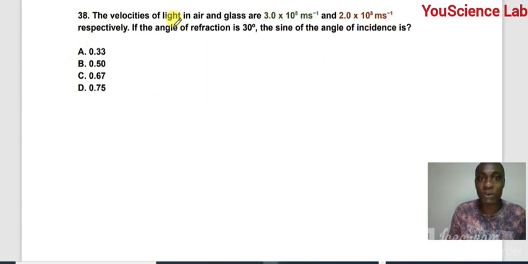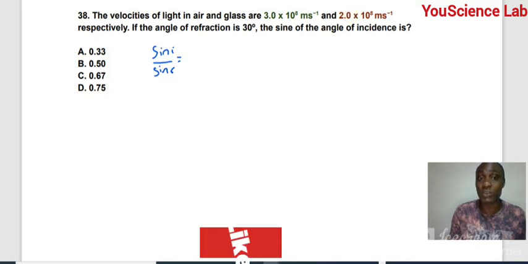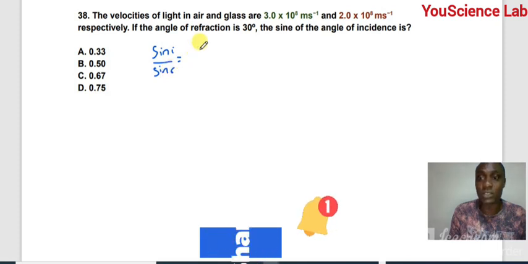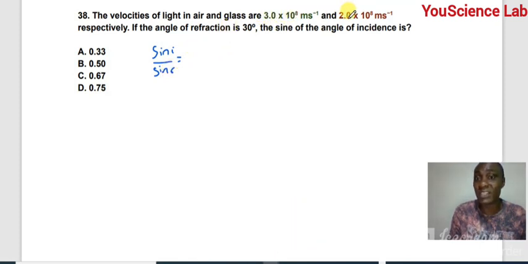The velocity of light in air and glass are 3.0 times 10 to the power 8 meters per second and 2.0 times 10 to the power 8 meters per second. If the angle of refraction is 30 degrees, the sine of the angle of incidence is, okay, now you know that the refractive index is equal to the sine of the incident angle over the sine of the refracted angle. It is also equal to the speed of light in air divided by the speed of light in glass.